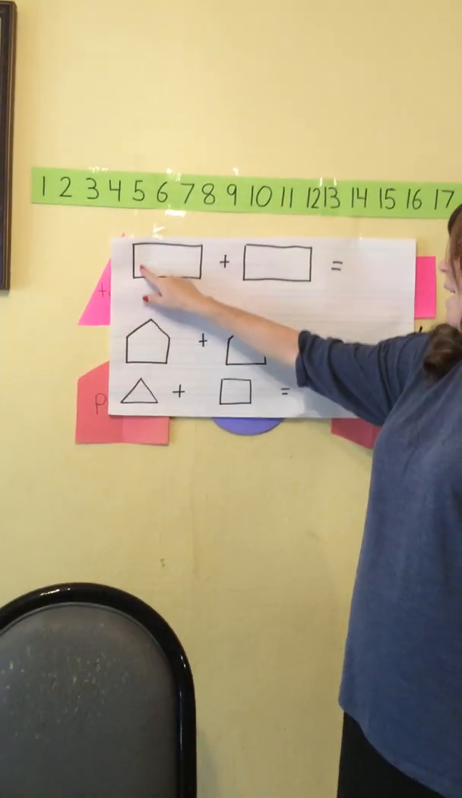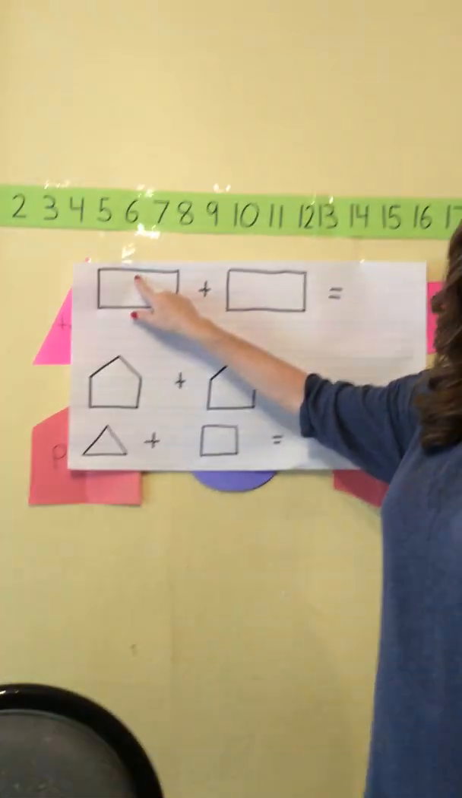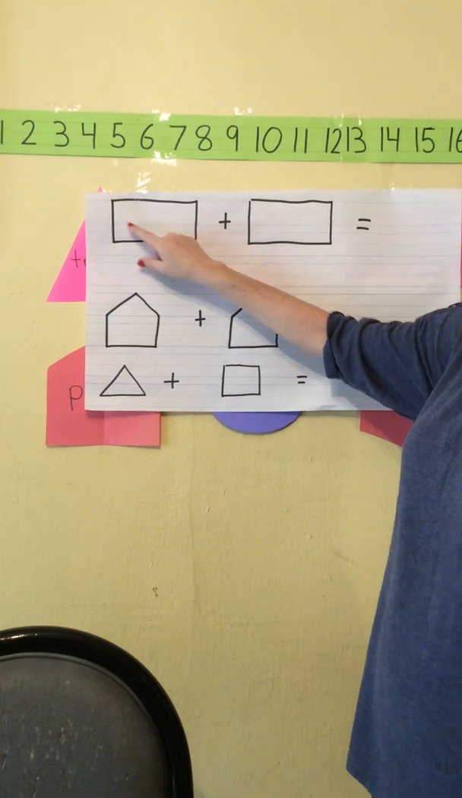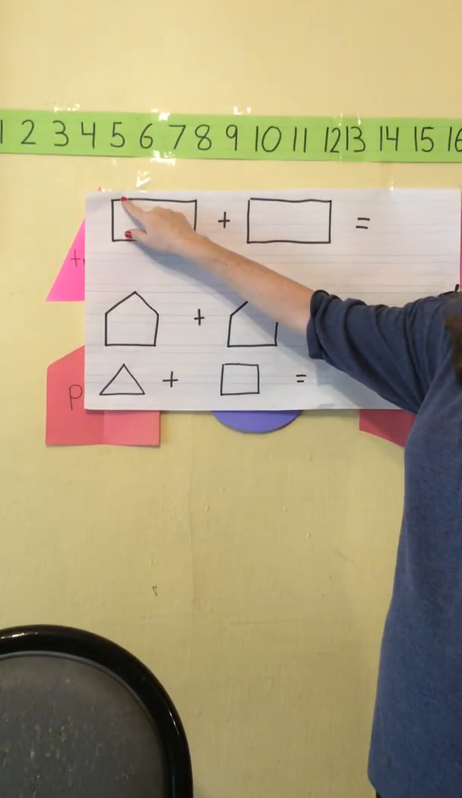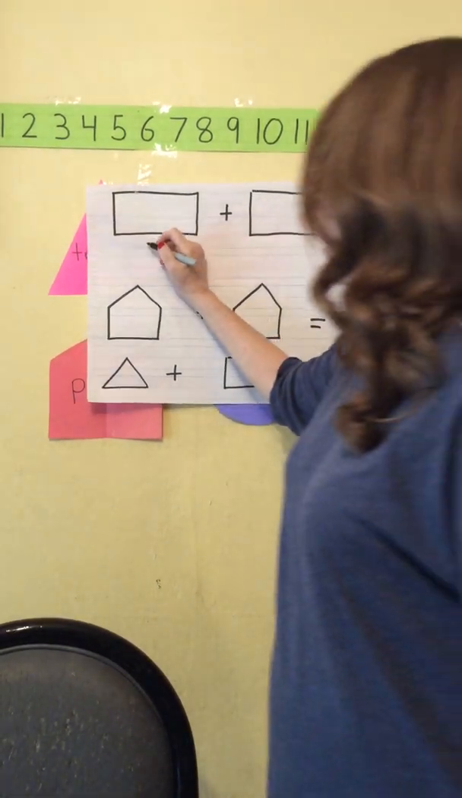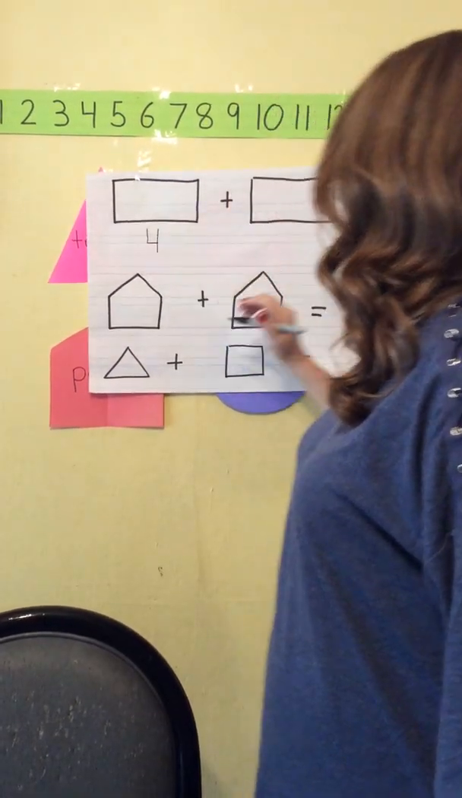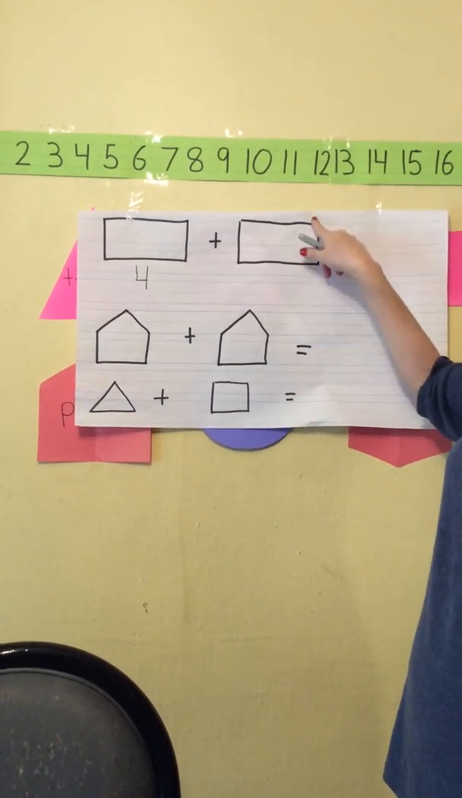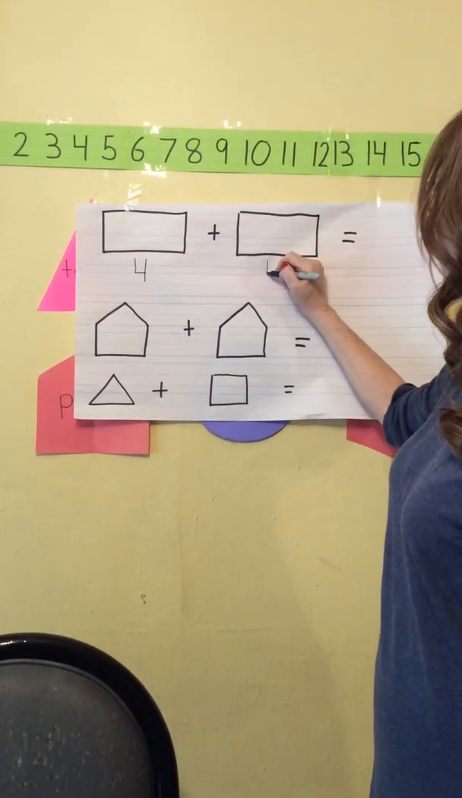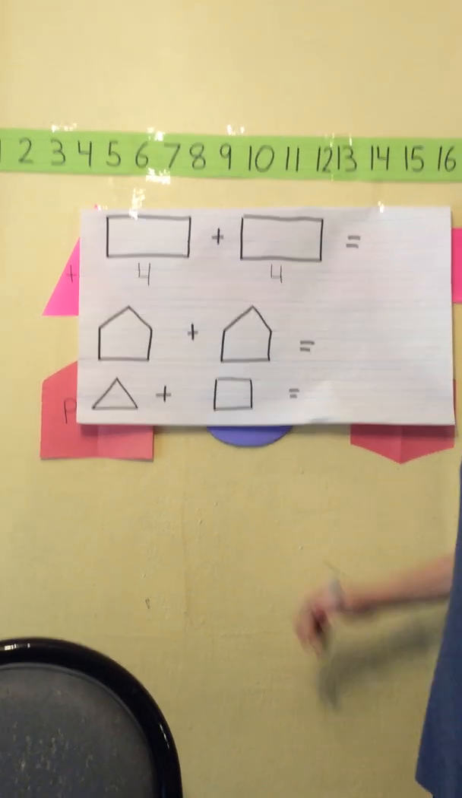Over here, I have a rectangle. Let's count the sides of a rectangle. 1, 2, 3, 4. There are 4 sides to the rectangle. Again, 4. 1, 2, 3, 4.